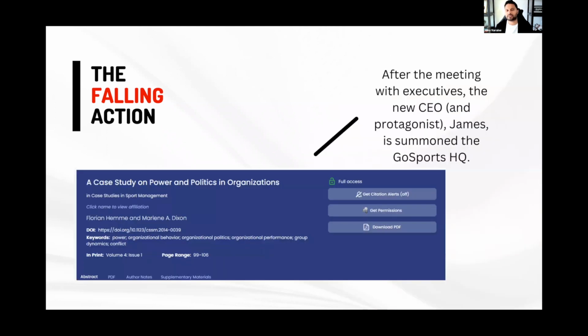The example of the following action here is from one of the most popular, or at least most read case studies in sport management, in the only sport management teaching case journal that we have, and that is Case Studies in Sport Management. It's entitled A Case Study on Power and Politics in Organizations, co-authored by Florian Hemme and Marlene Dixon. Again, we'll fast forward through some of the details to get to the following action.